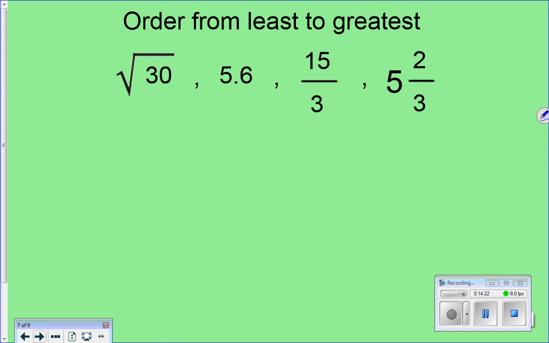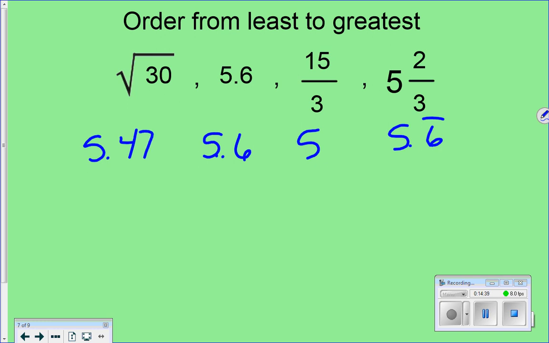If I were you, this is what I'd do. I'd write them all down, then I'd write, okay, underneath, this is 5.6, this is 5, this is 5.6 repeating, this is 5.4. I'd write them underneath, and then I would put them in order from least to greatest. That is seriously the easiest way to do it.